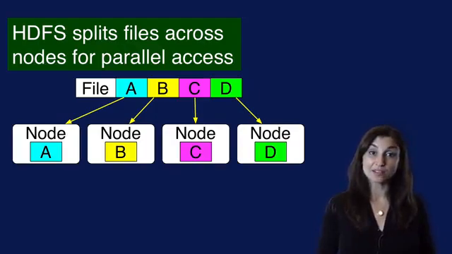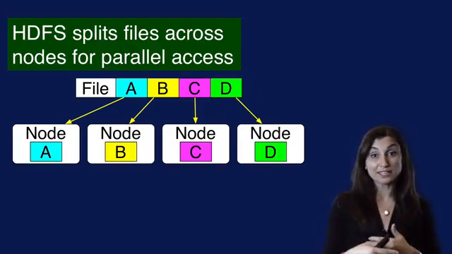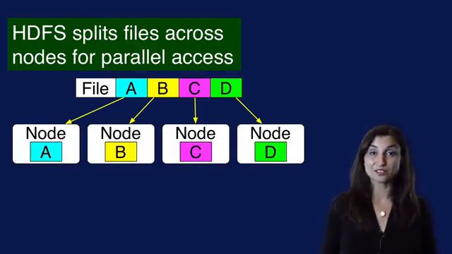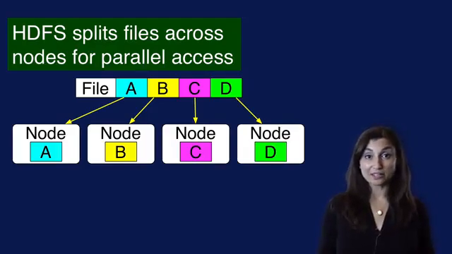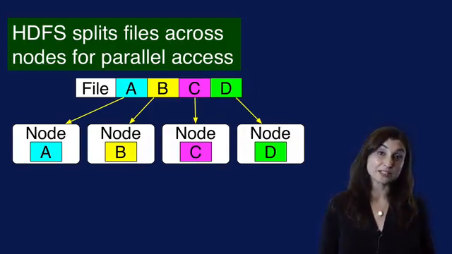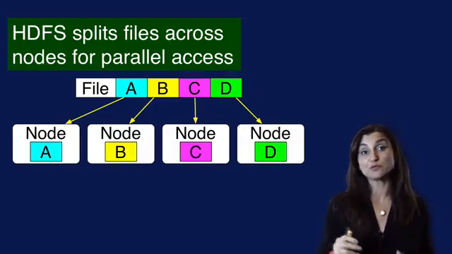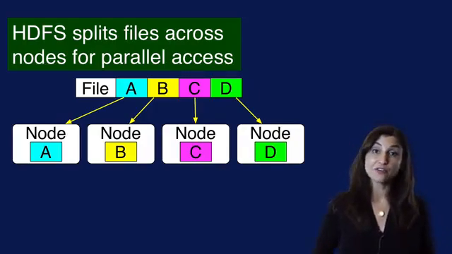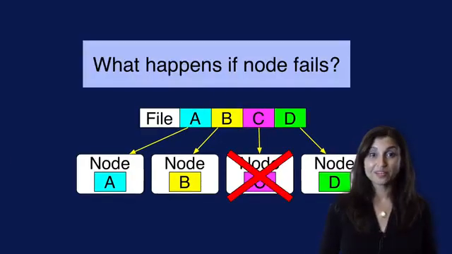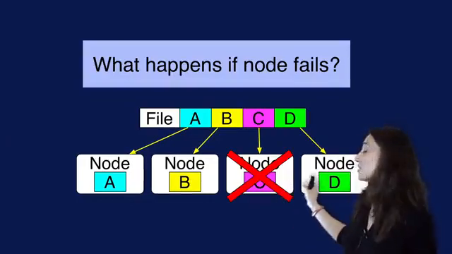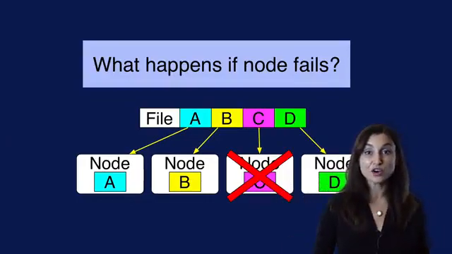HDFS achieves scalability by partitioning or splitting large files across multiple computers. This allows parallel access to very large files since the computations run in parallel on each node where the data is stored. Typical file size is gigabytes to terabytes. The default chunk size, the size of each piece of a file, is 64 megabytes, but you can configure this to any size.